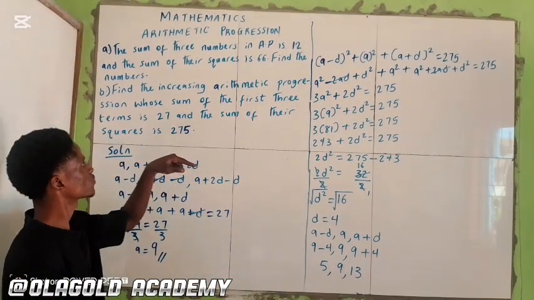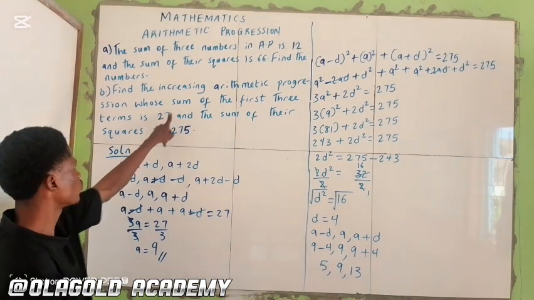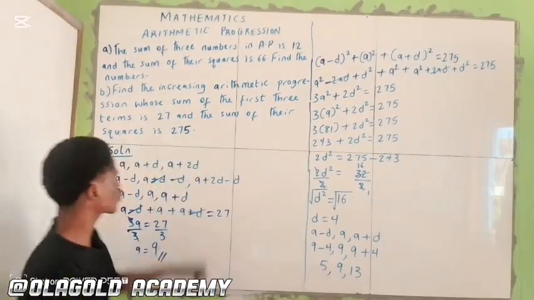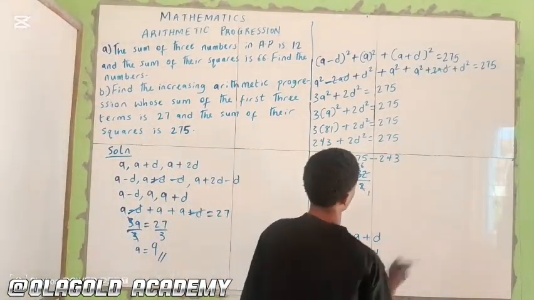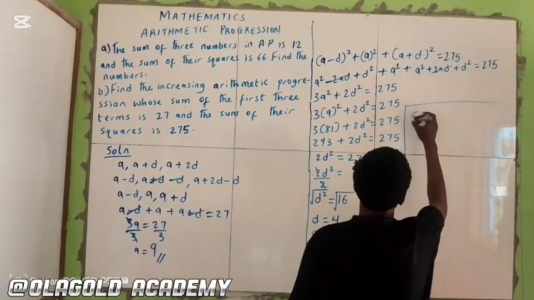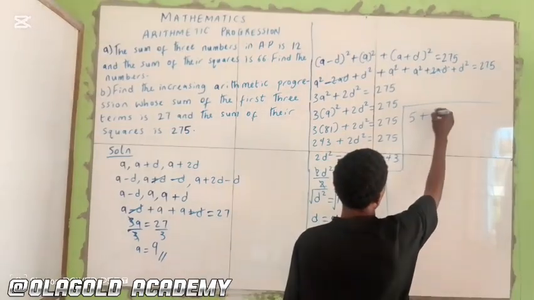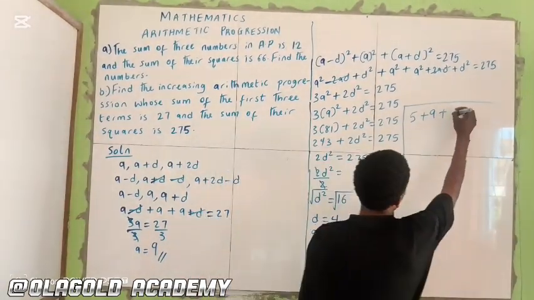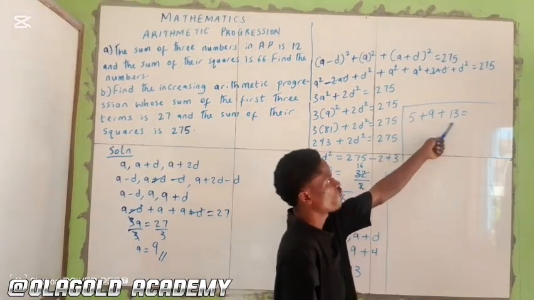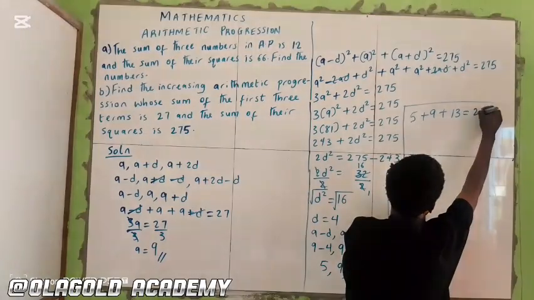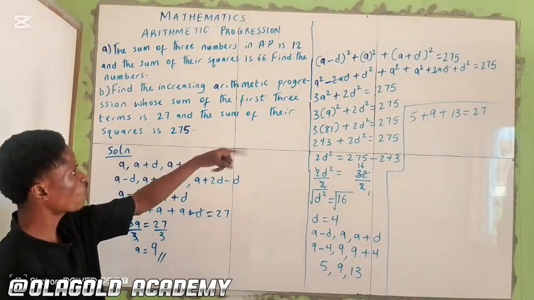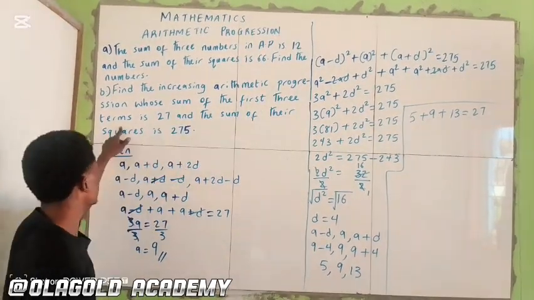Now let's not forget, the question says their sum will give me 27. Let's confirm if the sum of these three numbers will give us 27. So 5 plus 9 plus 13. 5 plus 9 will give me 14. 14 plus 13 will give me 27. Now you can see that the sum of these three terms is 27.